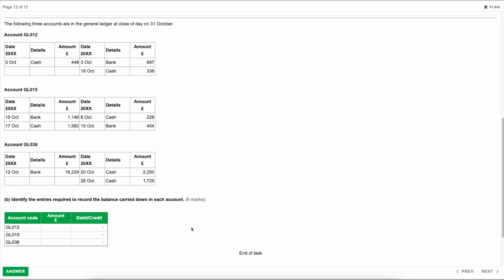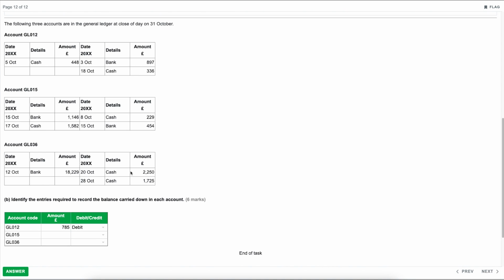So let's start with the first account, GL012. So we want to add up our credit side. Obviously we don't exactly need to add up our debit side because there's only one transaction. And then do the difference between the two sides. So the difference between these two sides is 785. So let's enter that in. And then remember, because it's the balance carried down, we're looking for the lowest side, which in this example is going to be our debit side because our credits are higher than our debit entries. So the balance carried down will therefore go on the debit side.